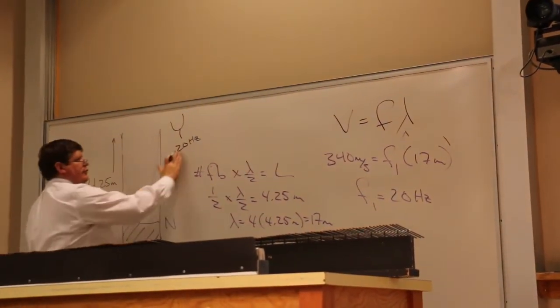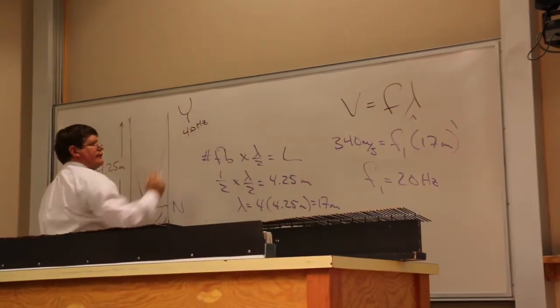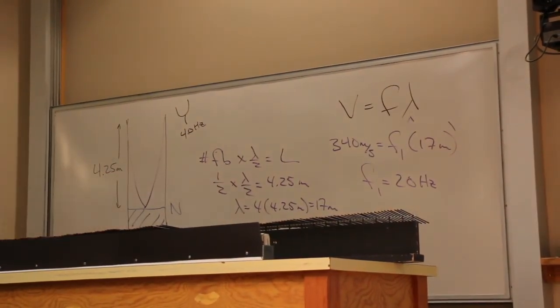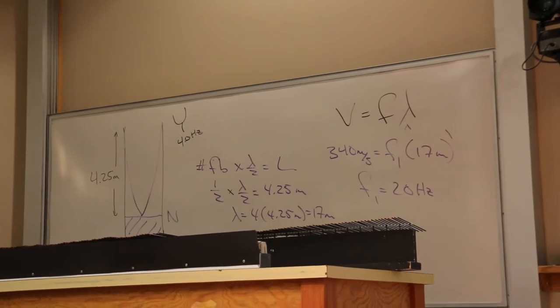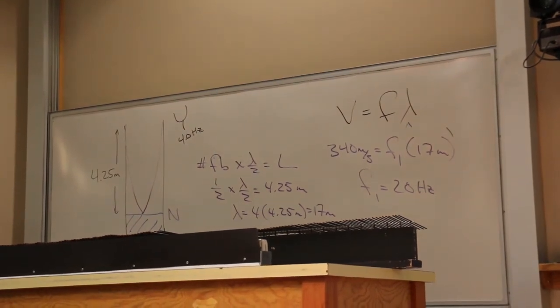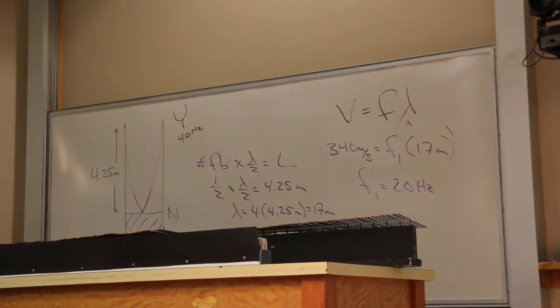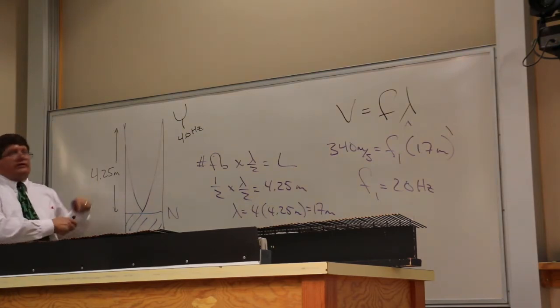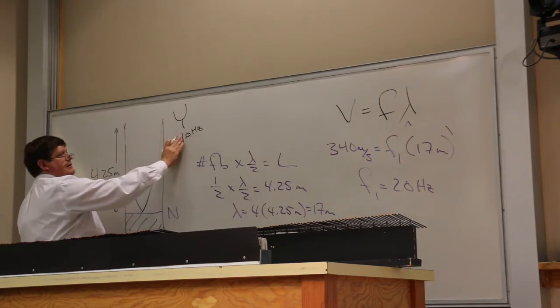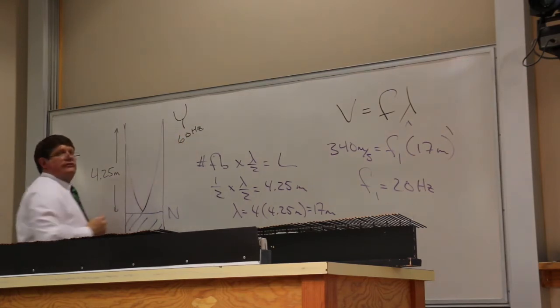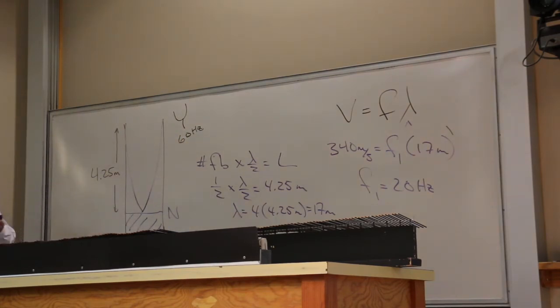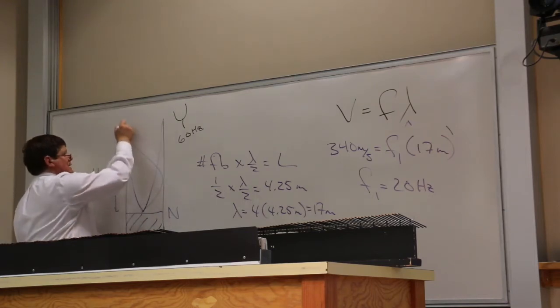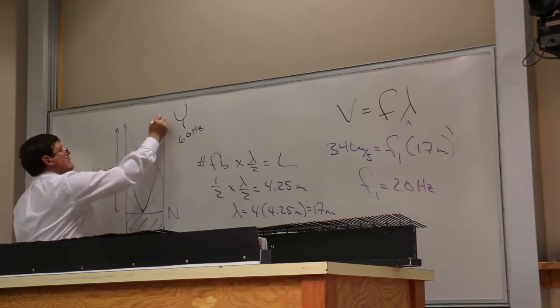Now, if I brought a tuning fork that was 40 hertz, would I get an echo? Would I get a booming sound out of that air column? No. Why? Only the odd harmonics are going to resonate with this system. So this would not, but if I did 60 hertz, it would resonate, and it would resonate with the third harmonic, and that would then look like that.